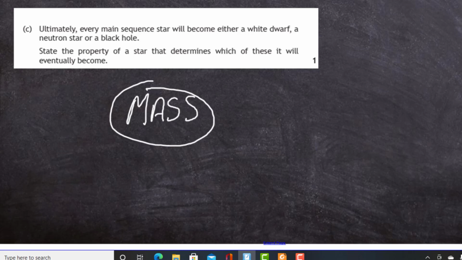If it's a medium mass, like our sun, it will end up as a white dwarf. If it's much heavier, a much bigger mass than that, then it will probably collapse into a neutron star. And if it's definitely a bigger mass, then it will end up as a black hole. But the key thing is what property determines which of these it will eventually become. For 1 mark, it is the mass.